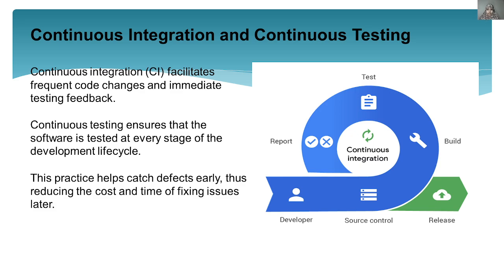Continuous integration undergoes several processes wherein you first have a developer as a user, and source control as well. Then you build, you innovate things into it, then it goes out for a test, then the report is ready, and then comes the release. This is how continuous integration and continuous testing goes on.